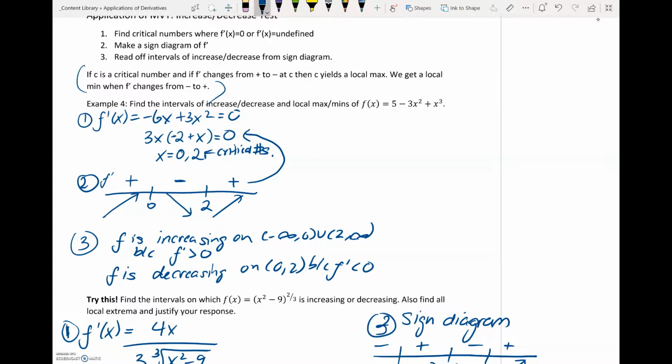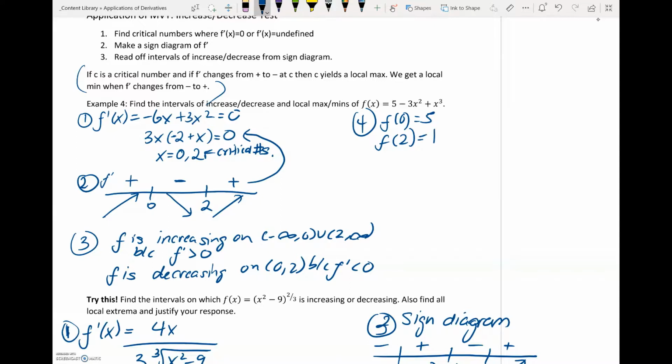Now we can also tell where the local max and min are, and just by looking at a sign diagram, we can kind of see the shape going on. So it looks like we have a maximum at x equals 0 and a minimum at x equals 2. So we need to evaluate f at those places to figure out our y value. So f of 0 is going to be 5, because it's 5 minus 0 plus 0, and if we find f of 2, this will give us 1.